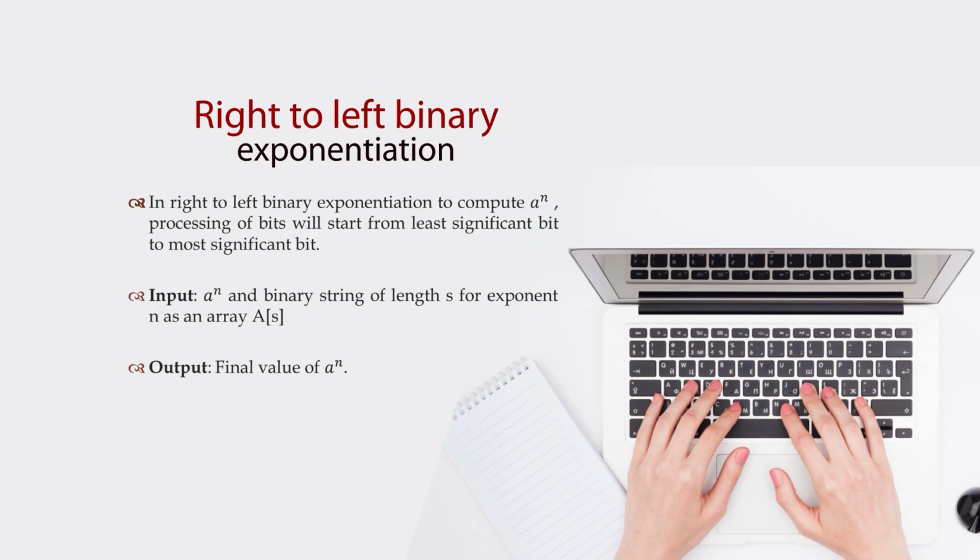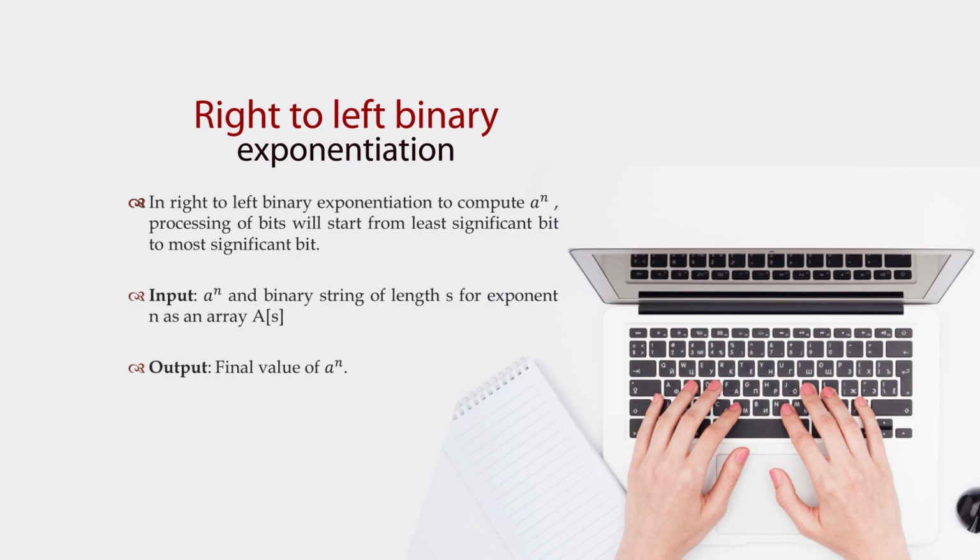That means, if I say the binary value of 17 equal to 10001, the least significant bit is the rightmost bit, that is 1, and the most significant bit is also 1. So, here we have to start from the least significant bit to the most significant, that means we have to start from right to left.